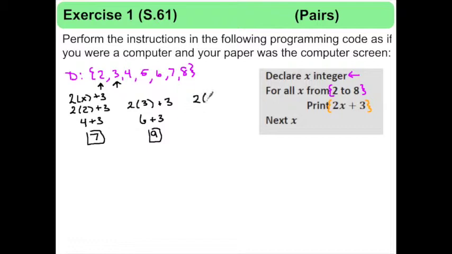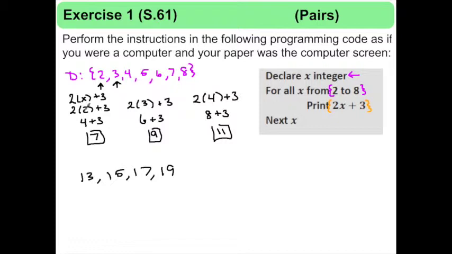So 2 times 4, and then plus 3, well, 2 times 4 is 8. We'll add 3, and then we'll get the 11. So then it continues to print these numbers out one at a time. So we have 11. If we continued on, the next answer would be 13, and then 15, and then 17, and then we'd stop at 19.